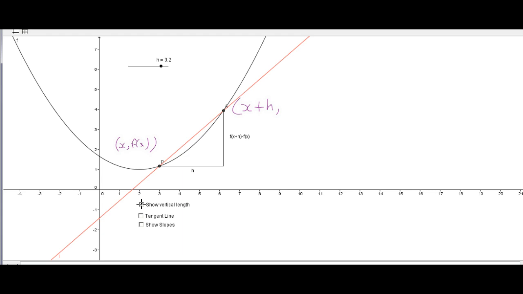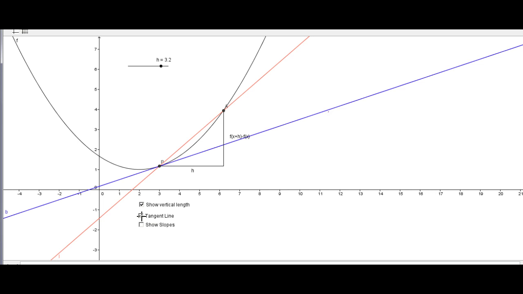So if this has coordinates x, this is x plus h, and then its y coordinate is f of x plus h. And so that's shown here, right? We've got f of x plus h minus f of x, and here we've got x plus h minus x, which is just h. Pull that out of there. And let's show the tangent line. So there's the actual tangent line. That's what we're going to approach, right?